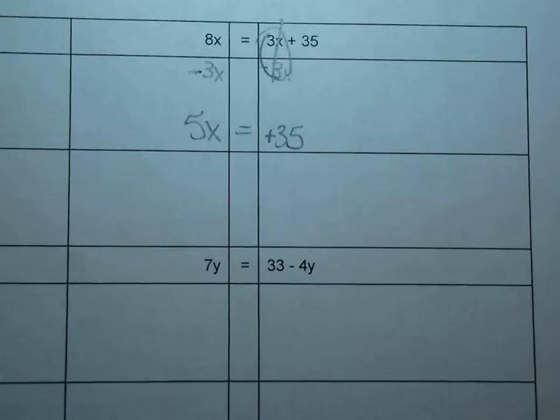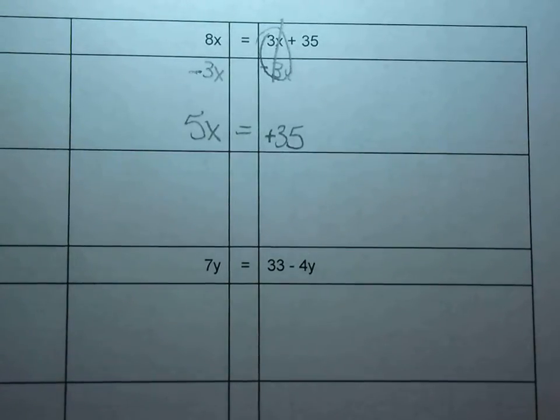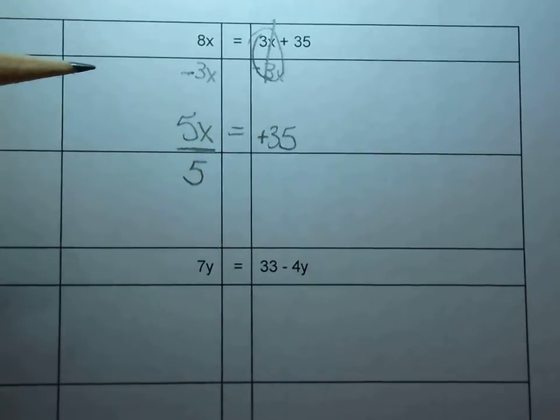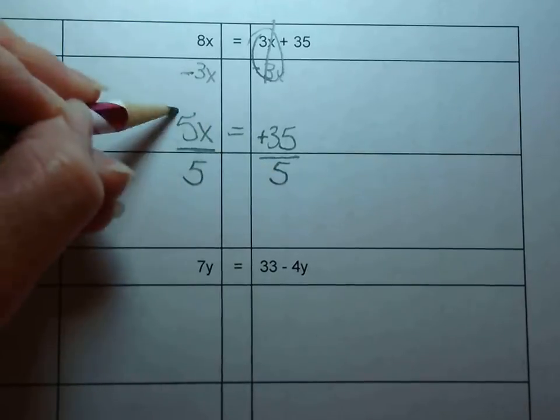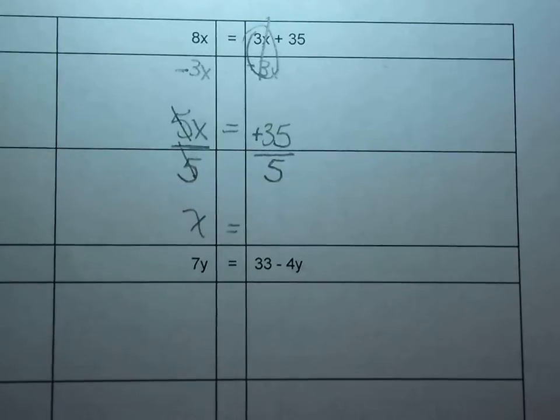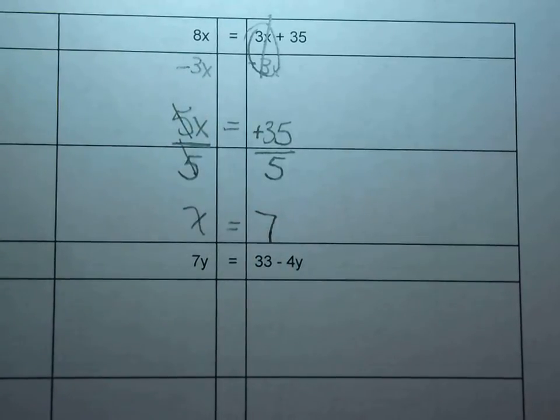What's our next step? I need to get the x by itself. What would you do, Manny? Divide 5x under 5x and divide 35 over 5x. Well, I love that you both said we need to divide, but I'm going to divide this side by 5 and this side by 5 to cancel out and get x by itself. What is x equal to? What's 35 divided by 5? 7. Thank you. So x is equal to 7.